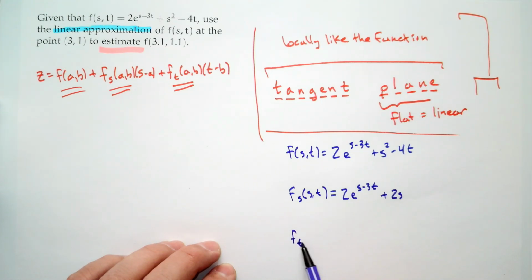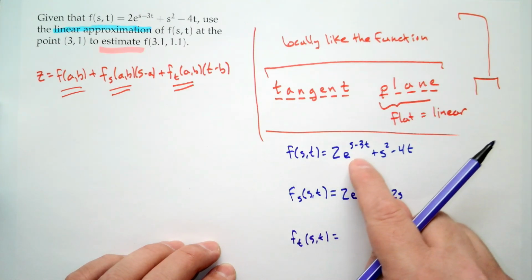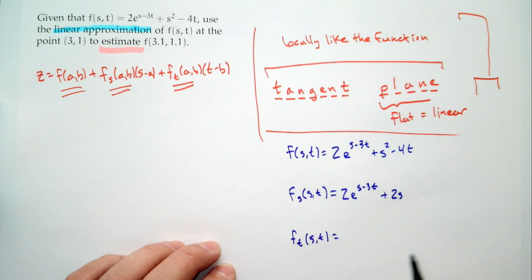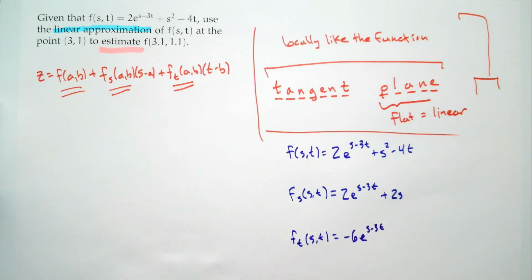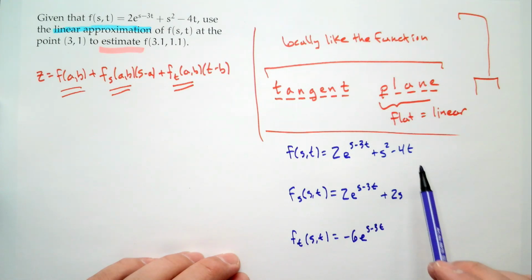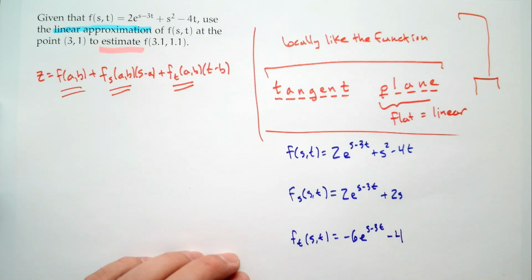Then we do f sub t of s comma t. Well, the derivative of 2e to the power s minus 3t, right, negative 6 e to the s minus 3t. In this case, again, you do the chain rule, but now the derivative of the inside part, the s minus 3t, the derivative of that is negative 3. The derivative of s squared with respect to t, 0. Derivative of negative 4t with respect to t, minus 4. All right.